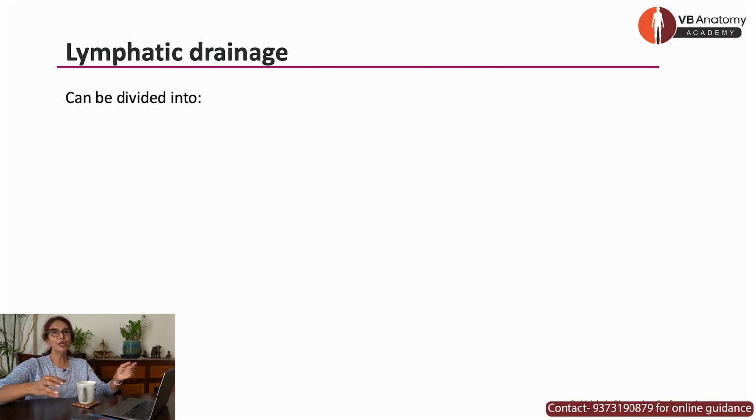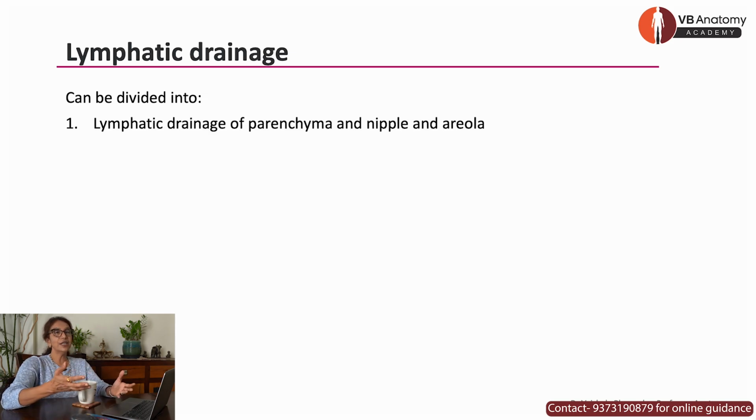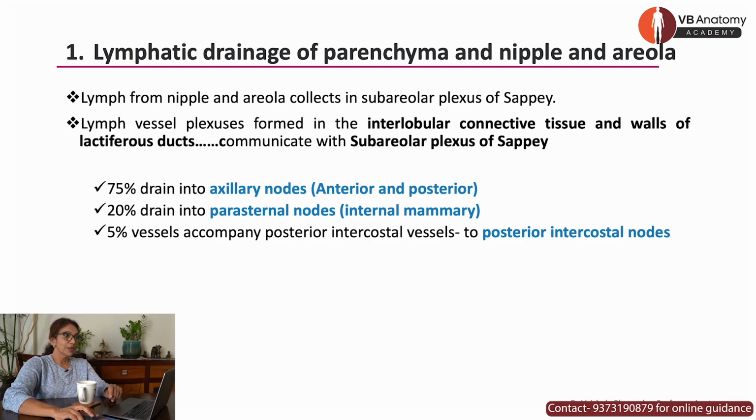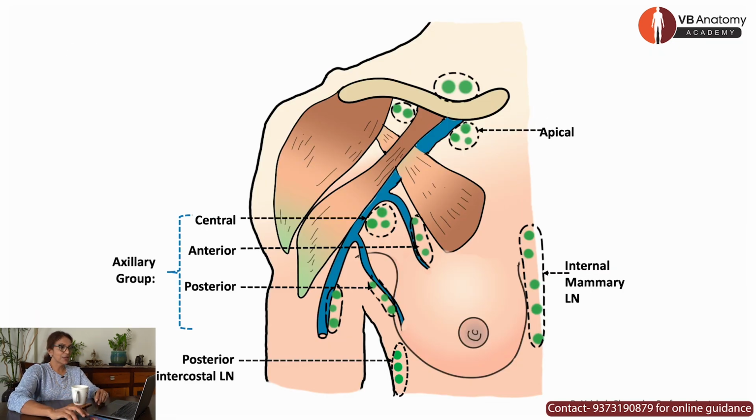So we've got a good idea of lymph nodes. Now let's talk about lymphatic drainage. Lymphatic drainage can be divided into that which drains the parenchyma, nipple and areola, and that which drains the overlying skin. So let's look at images. The lymphatic drainage of the parenchyma, nipple and areola is 75% to the axillary lymph nodes, from anterior and posterior they go to central, then they go to the apical group of lymph nodes.